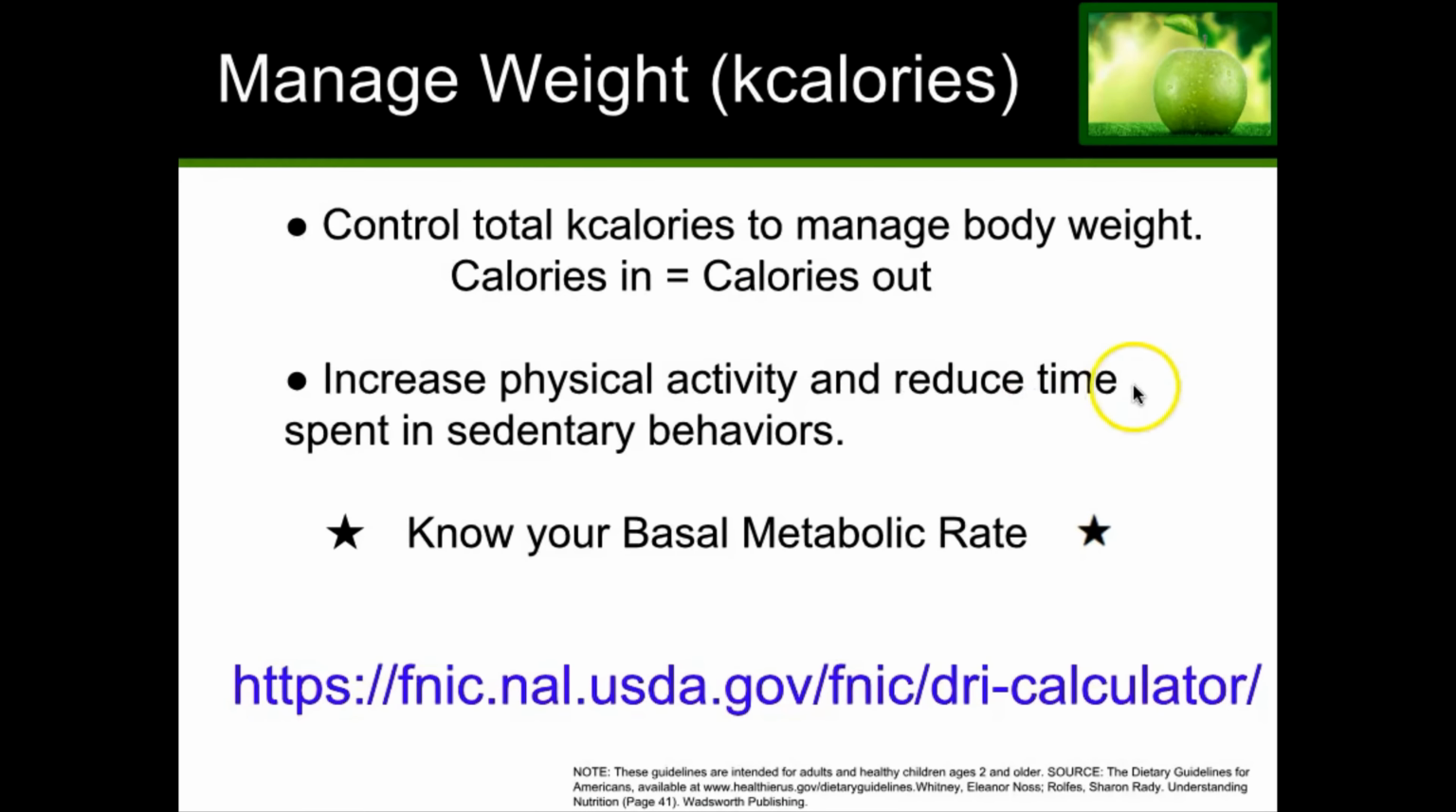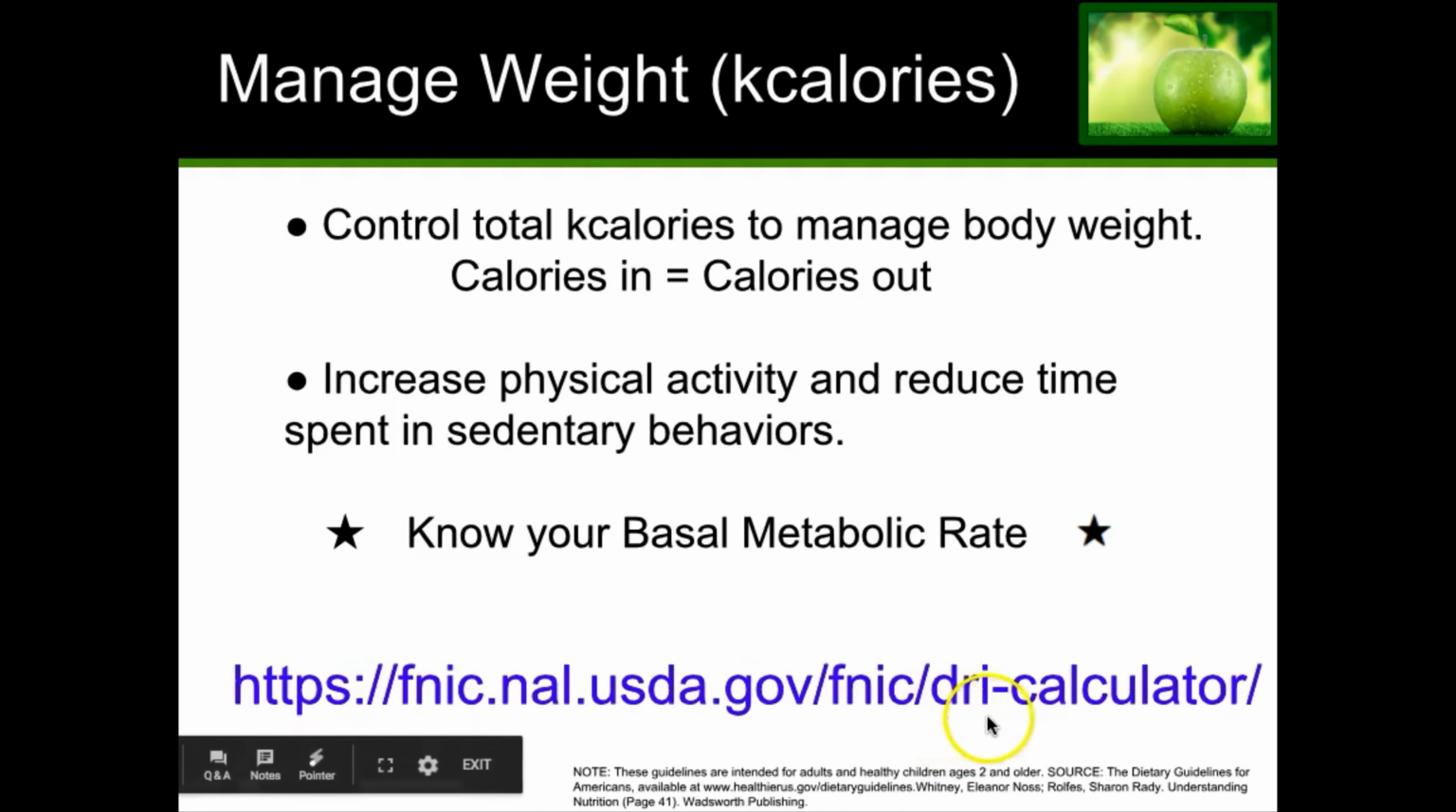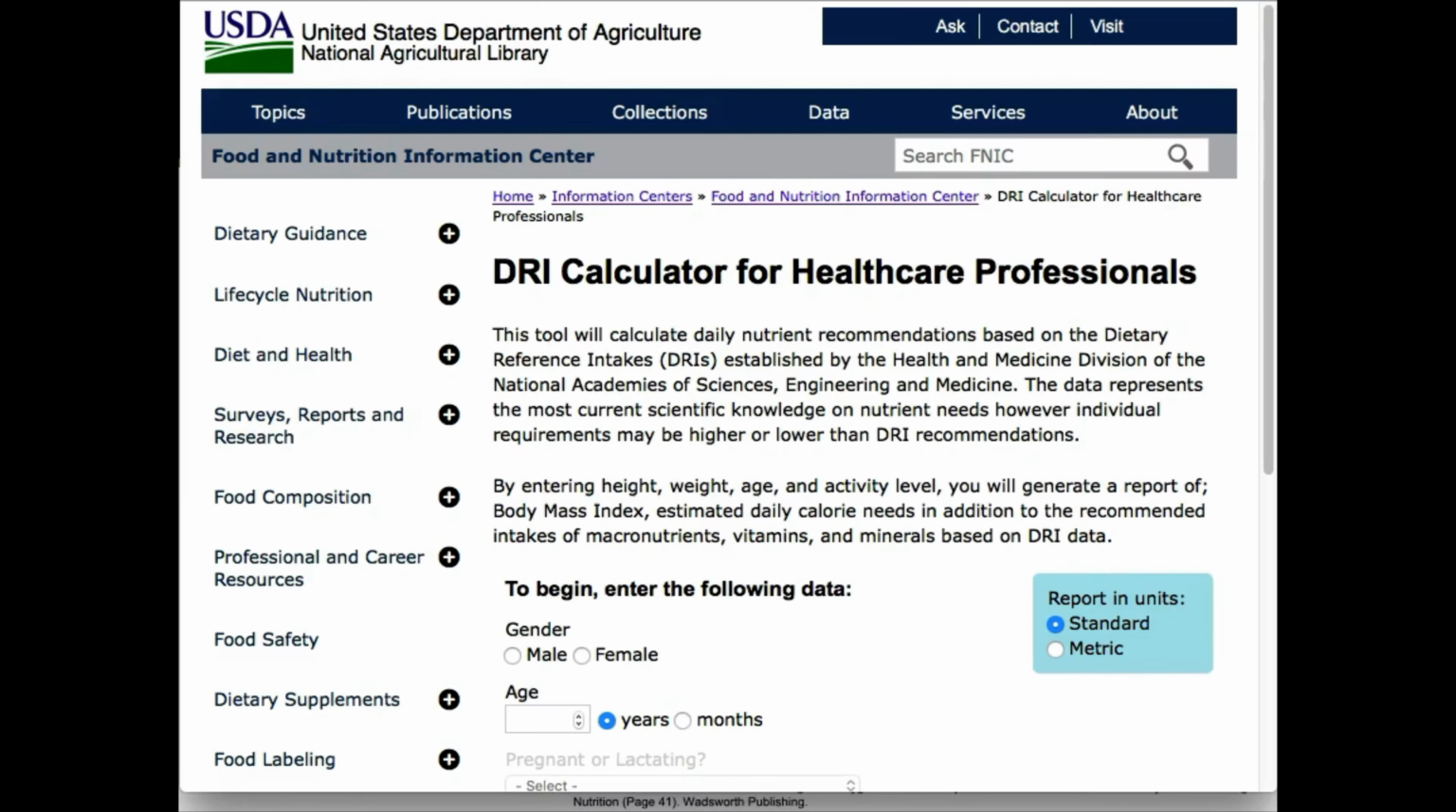One of the key factors that you need to know is the number of calories that you're consuming and the number of calories that you're expending. To do this, you'll need to know your basal metabolic rate. You can find this by using the USDA DRI calculator. Let's take a quick look at using that DRI calculator to find your basal metabolic rate.